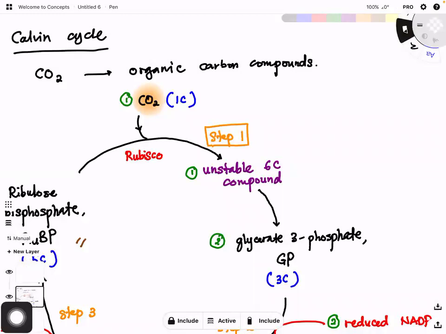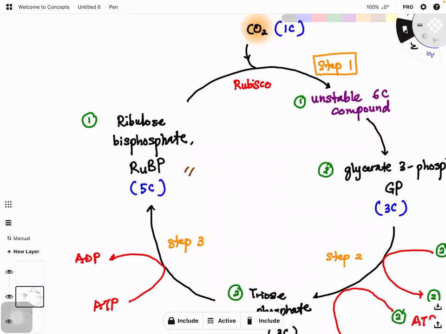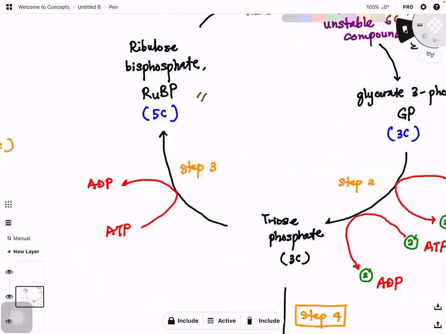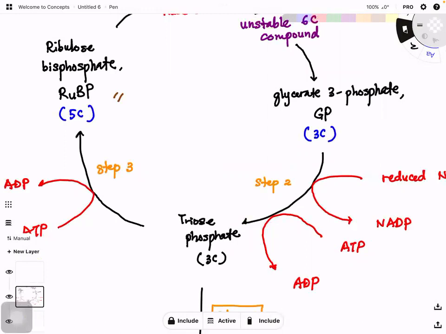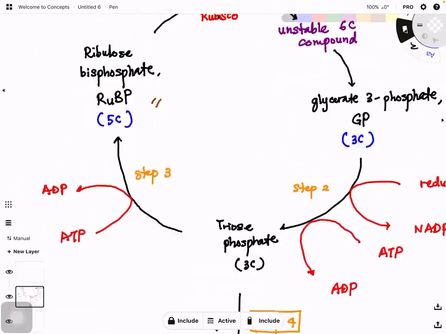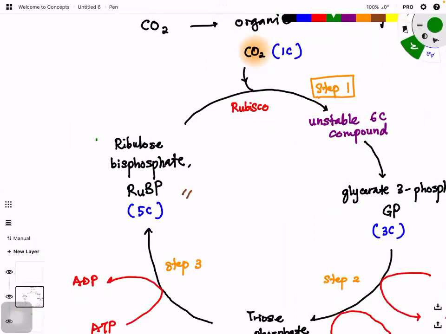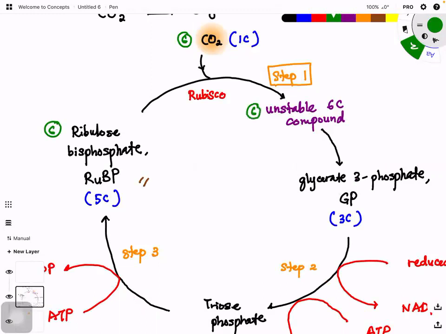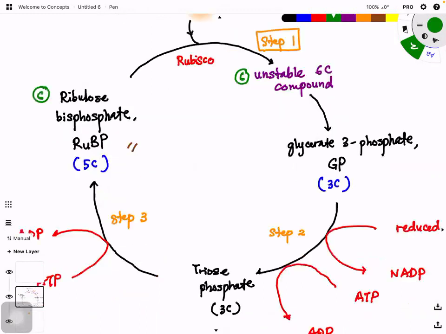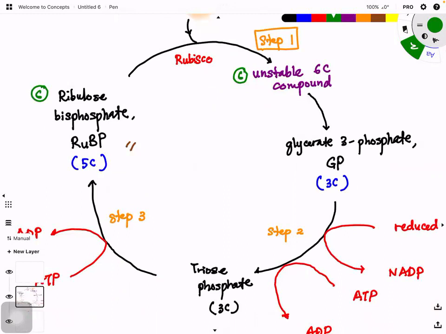Okay, so now I can remove all this. Remove everything times 6 now. Okay, so now look at it, at times 6. So it means that 6 molecules of ribulose bisphosphate react with 6 molecules of CO2 to get 6 molecules of unstable 6-carbon compound. And then these 6 molecules of unstable compound now get us 12 molecules of glycerate 3-phosphate.